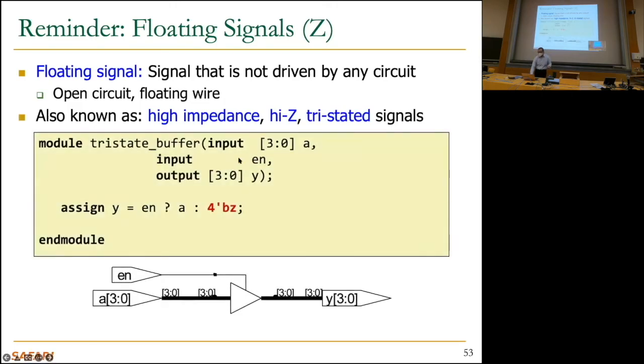And you can see one example implementation of a tri-state buffer, right? So this is a tri-state buffer. Input is 4 bits, output is 4 bits, and then there is an enable signal. If enable is true, output is assigned to A. Otherwise, the output is floating. And this is how we express floating. Basically, the tri-state buffer doesn't let any value go through it if enable is 0.